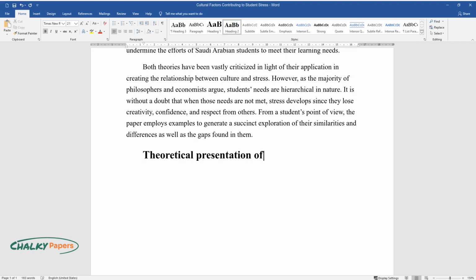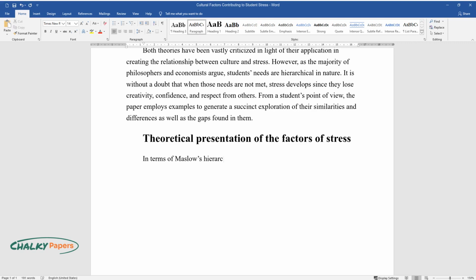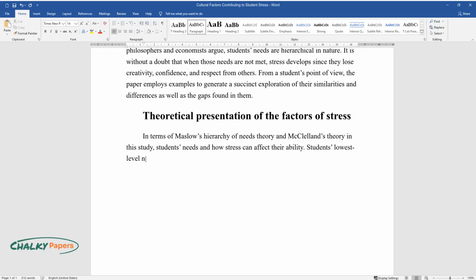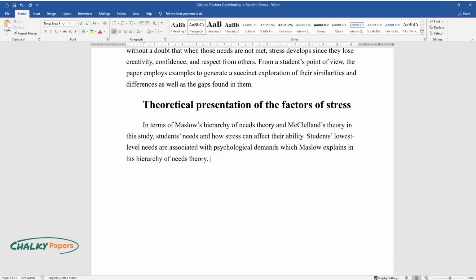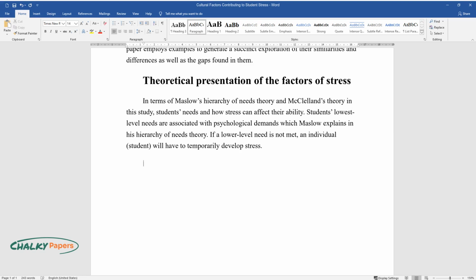Theoretical presentation of the factors of stress. In terms of Maslow's hierarchy of needs theory and McClelland's theory in this study, students' needs and how stress can affect their ability. Students' lowest level needs are associated with psychological demands, which Maslow explains in his hierarchy of needs theory. If a lower level need is not met, an individual, student, will have to temporarily develop stress.